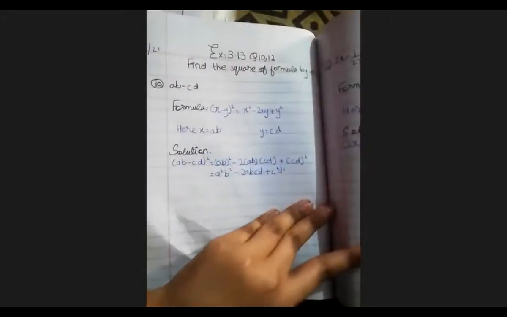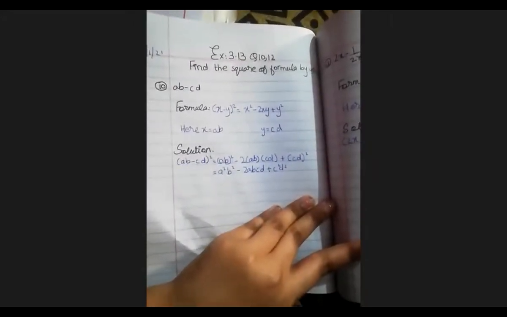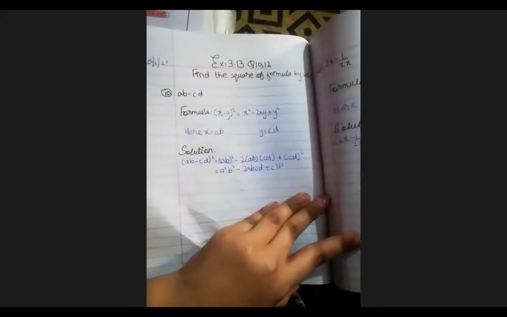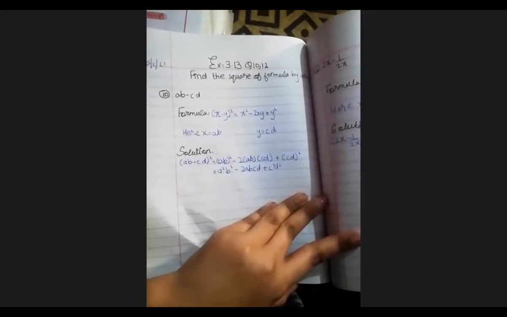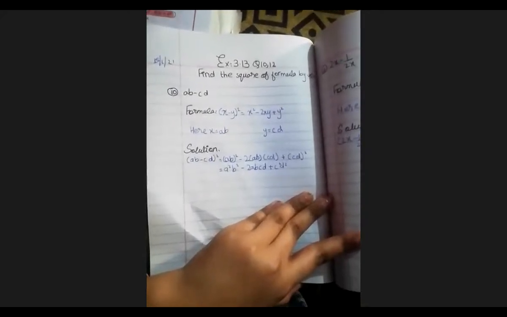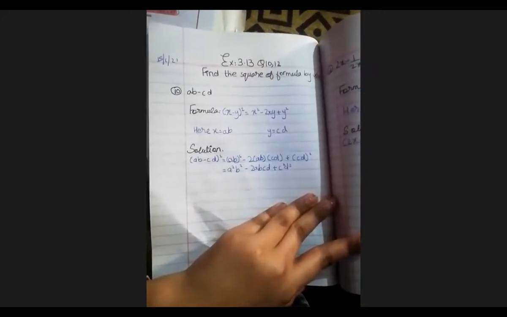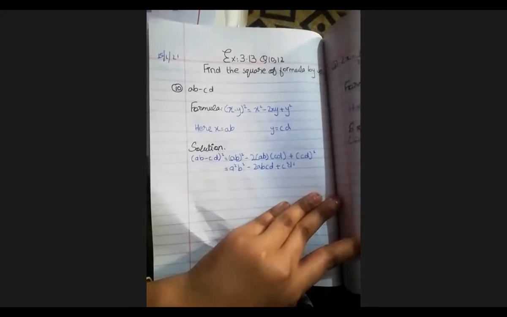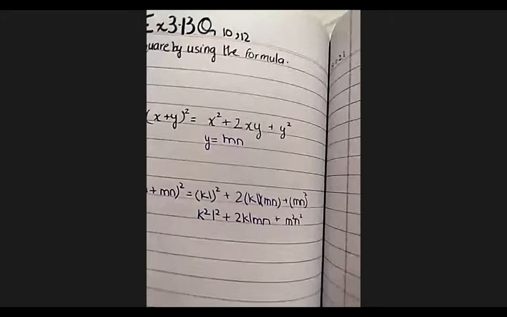Here we get the formula, and then in the solution we get a square b square minus 2abcd plus c square d square. Very good. Very good Ramla, let's check out Manahil's work.